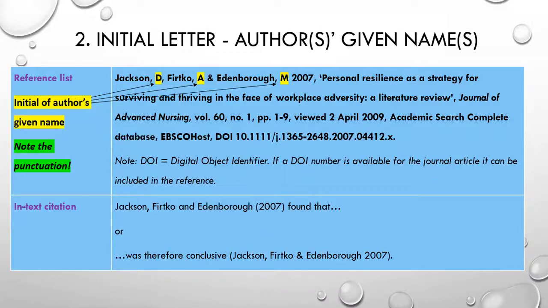After the family name, you must write the initial of the author's given name. Now notice the punctuation. We say family name of the author, Jackson, comma, initial or first letter of the author's given name, D. Then if we have another author, we put a comma and do the same again. But notice, after the final author's given name, there is no comma.